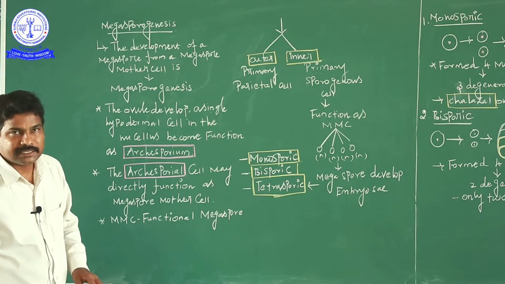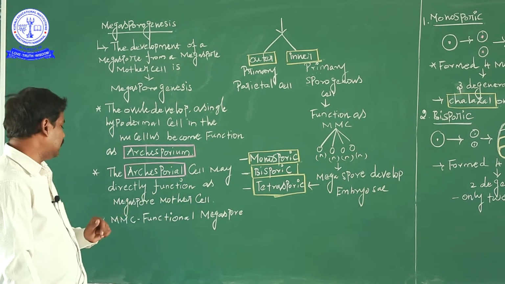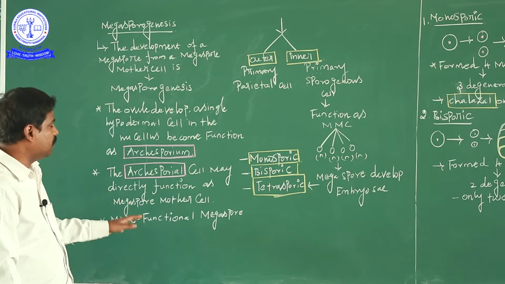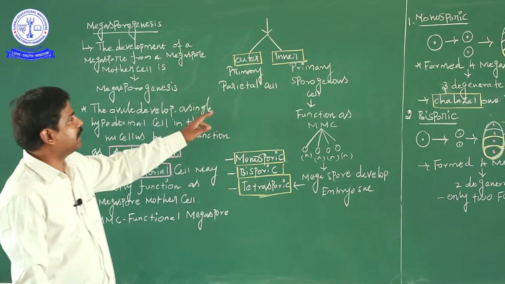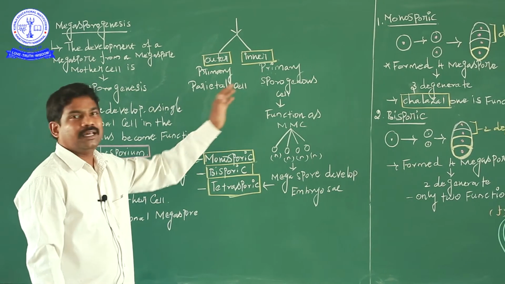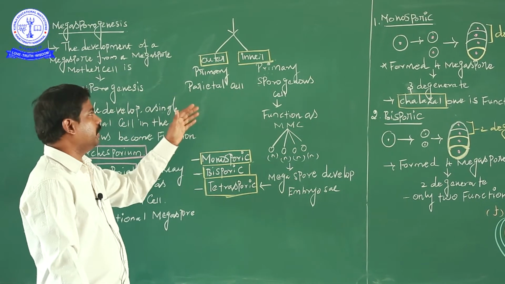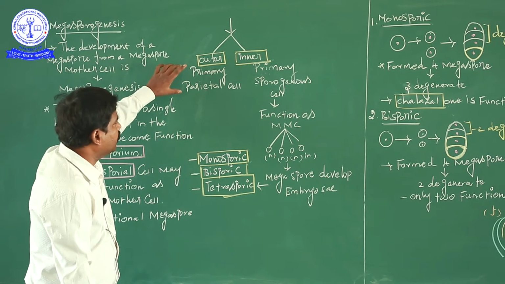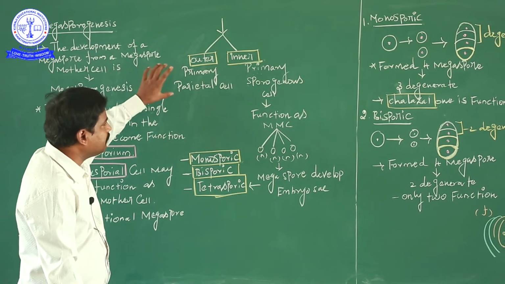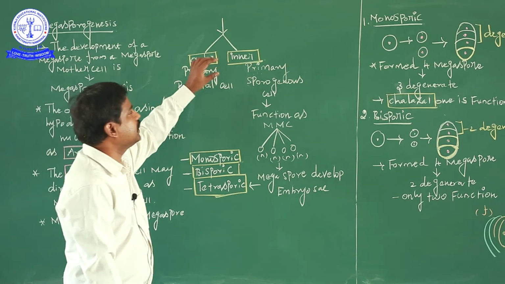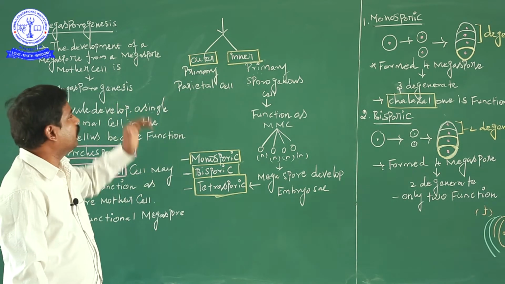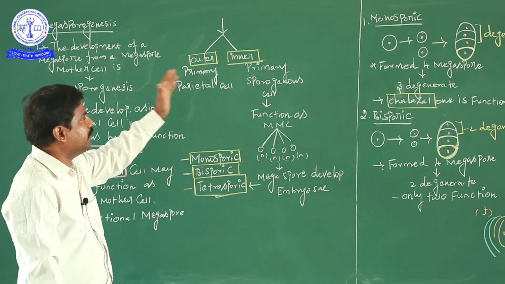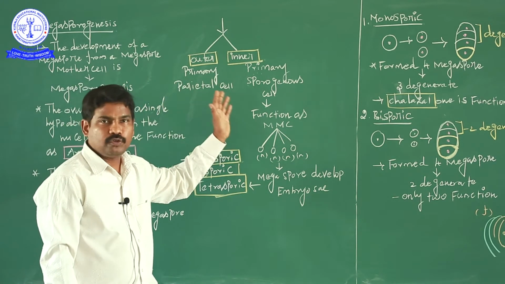Okay, directly function as the megaspore mother cell, and the microspore mother cell functions as a microspore mother cell. It is divided into two characters, outer and inner. Outer means the primary parietal cell, and inner means the primary sporogenous cell.